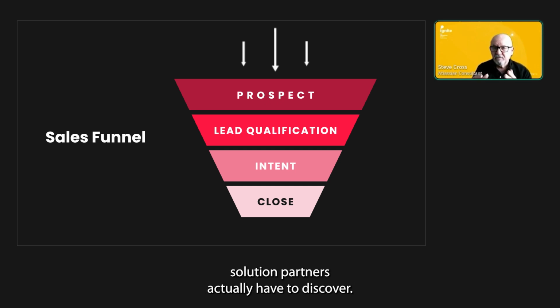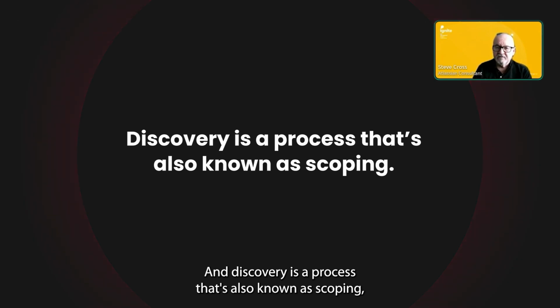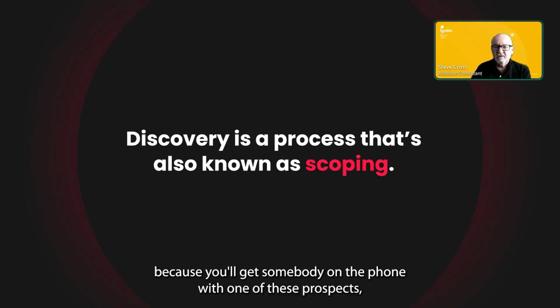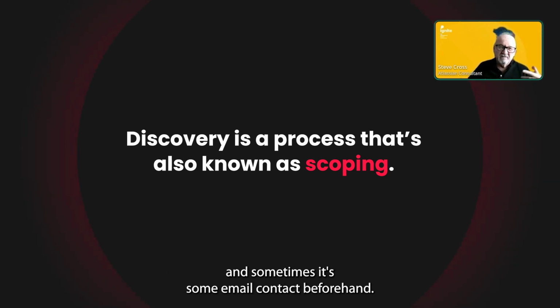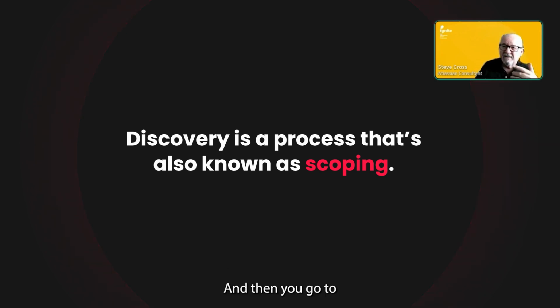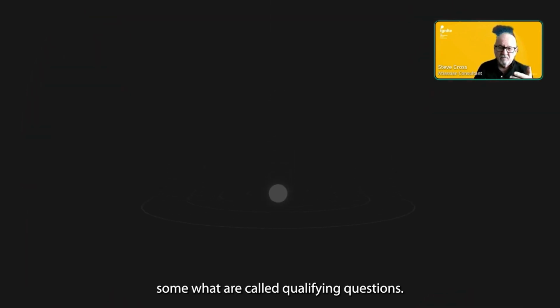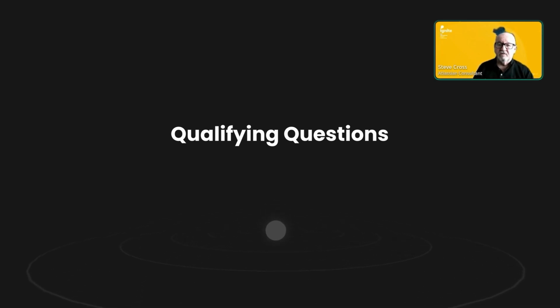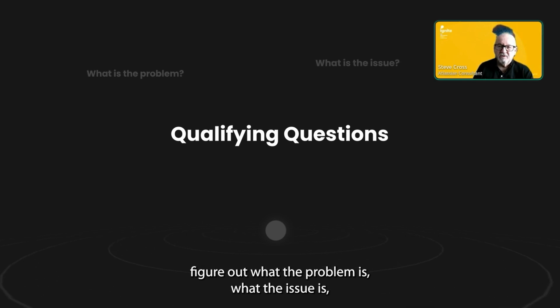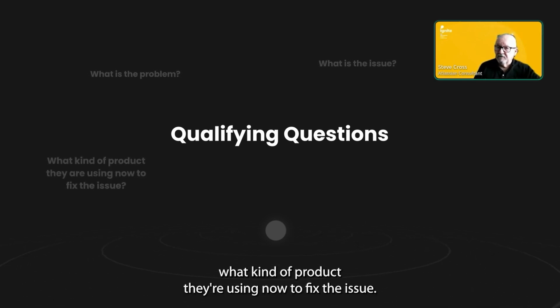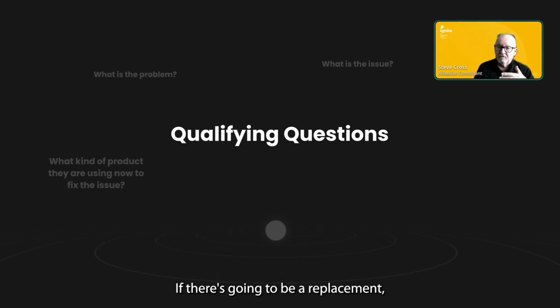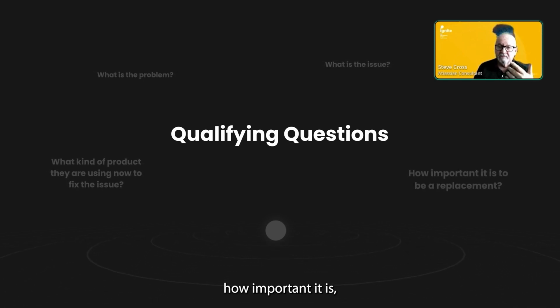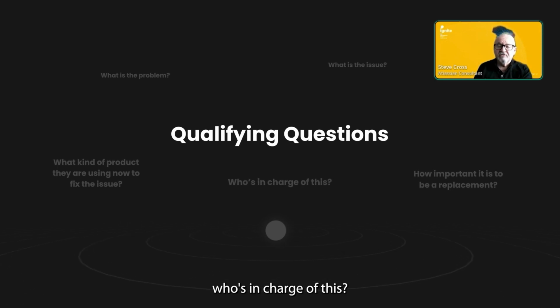Solution partners actually have to discover, and discovery is a process also known as scoping, because you'll get somebody on the phone with one of these prospects, and sometimes it's some email contact beforehand, and then you go to some what are called qualifying questions, right? Which is figure out what the problem is, what the issue is, what kind of product they're using now to fix the issue, if there's going to be a replacement, how important it is, who's in charge of this.